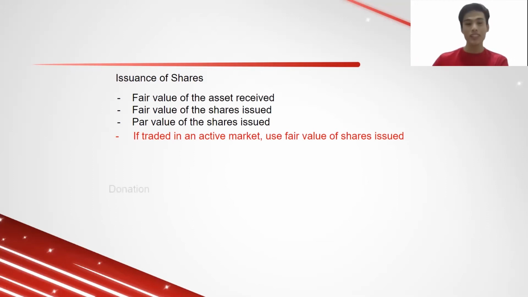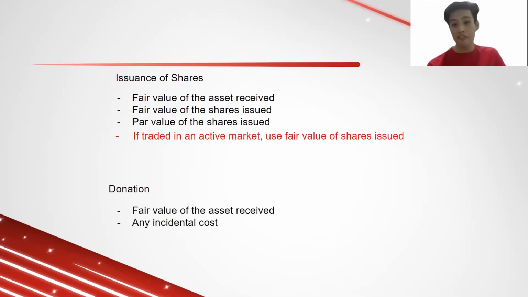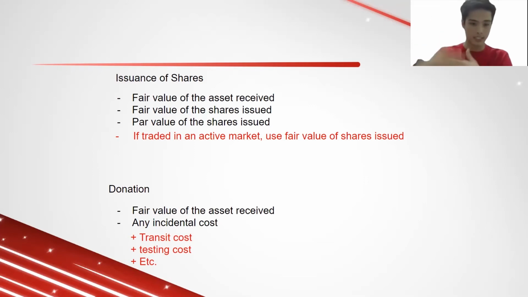Now, the next mode of acquisition is donation, another straightforward, easy method, in that you only have to measure the fair value of the asset. And sometimes there's incidental cost. Since a donation doesn't really have a purchase price, there's sometimes incidental cost, which comes in the form of transit cost or testing cost. If any of those costs is incurred, you just add them to the fair value. So basically it's just addition.